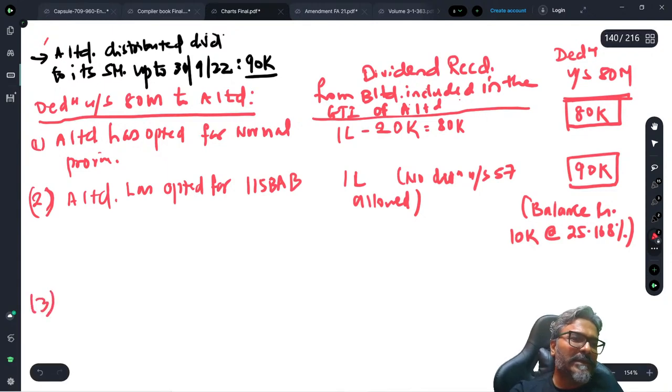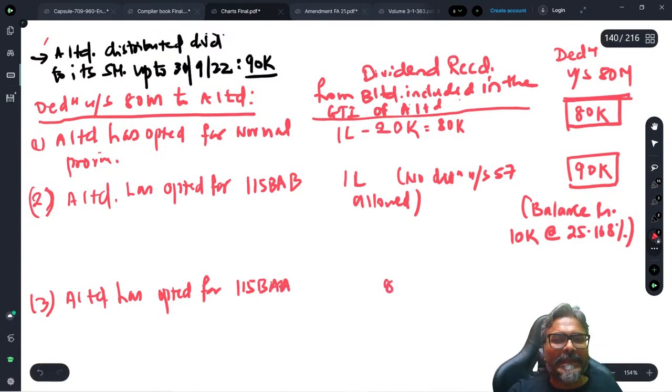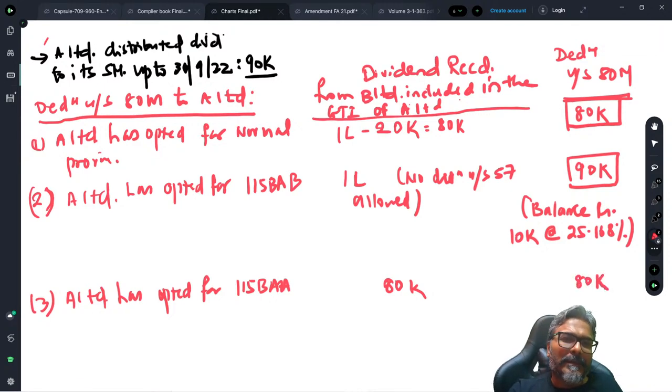And the third one, students, is A Limited, which has opted for 115BAA. So all the permutation combination. Here it is 80,000. There's no restriction in this context, and the deduction also would be of 80,000.